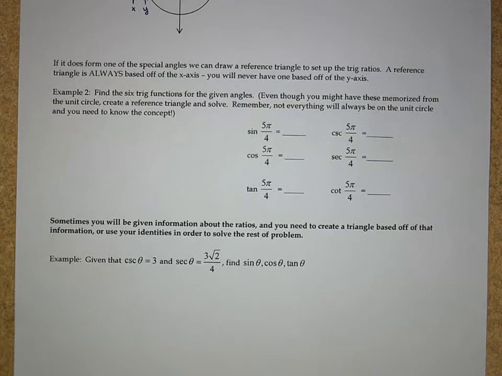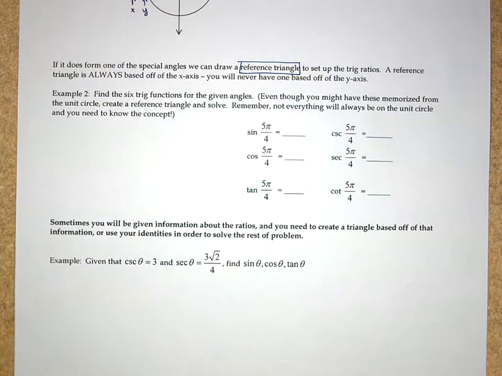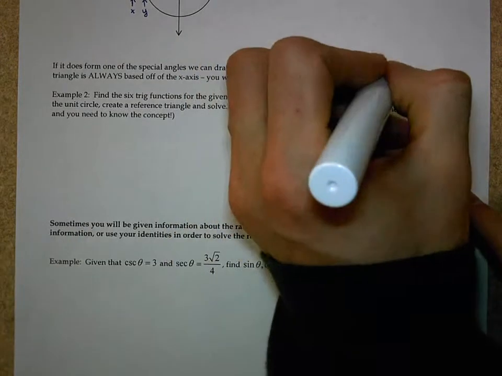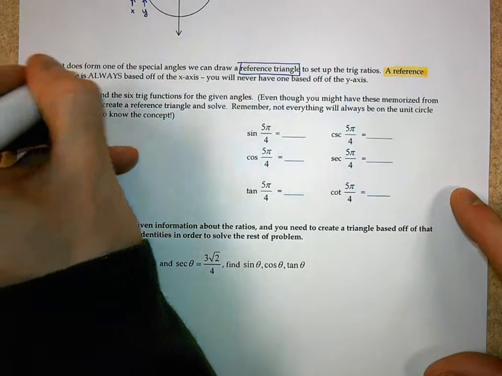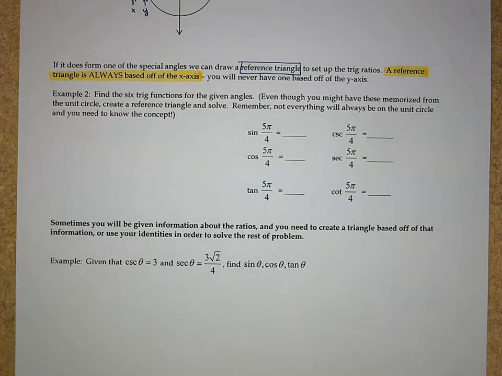If our angle is not a quadrantal angle or isn't on the unit circle, we can create something called a reference triangle to determine the trig ratios. And this is probably one of the most important things that I can explain to you in the first half of this chapter. It's that a reference triangle is always based off of the x-axis. In other words, we will always be using the x-axis as our points of reference.